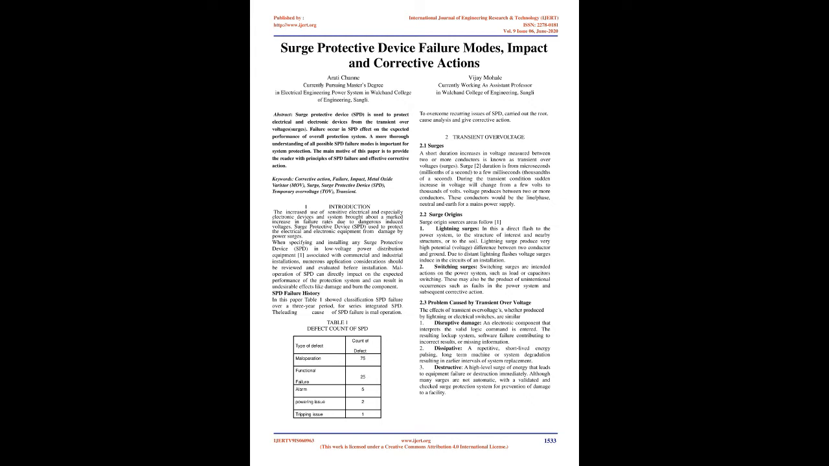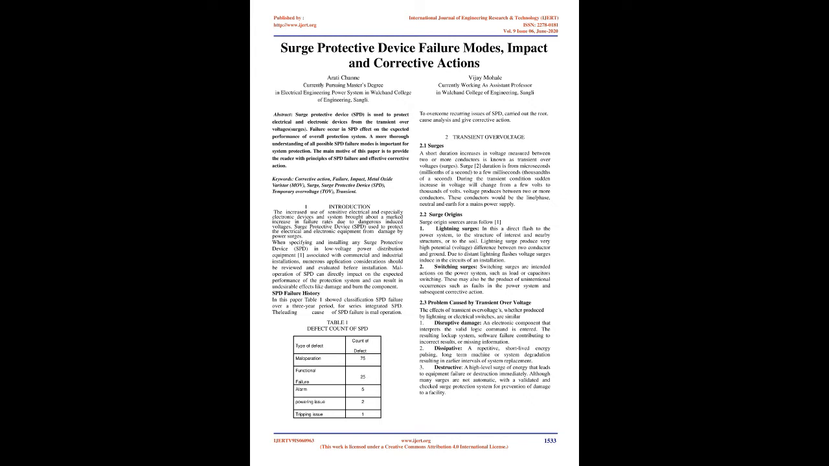Abstract: A surge protective device, SPD, is used to protect electrical and electronic devices from transient overvoltages, surges. Failure of an SPD affects the expected performance of the overall protection system. A more thorough understanding of all possible SPD failure modes is important for system protection. The main motive of this paper is to provide the reader with the principles of SPD failure and effective corrective action.